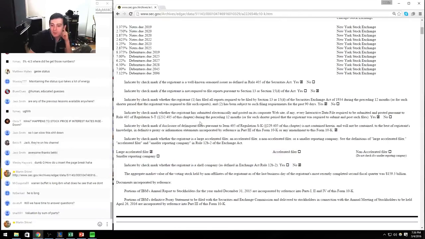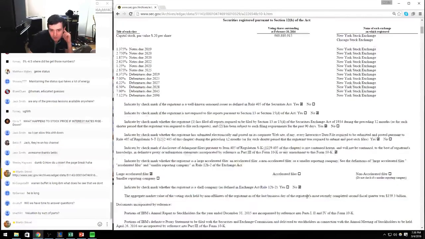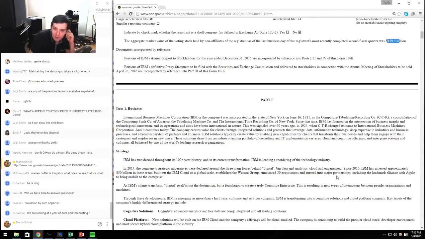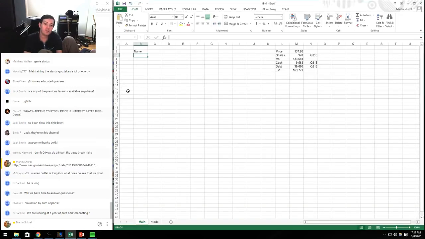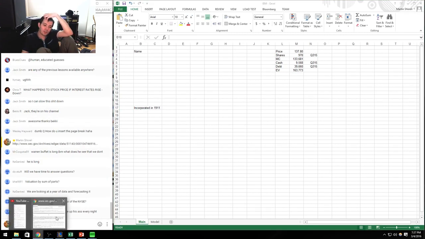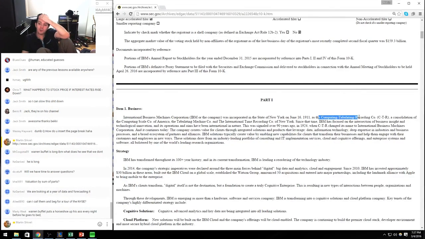The nice thing about the first page of the 10K is it also tells you how many shares outstanding there are. It typically does, at least. It does tell you the market cap, which is 159 billion. All right, IBM was incorporated in 1911. It's sometimes nice to know the history of these companies. I like to write that down sometimes. Incorporated in 1911. It was called the Computing Tabulating Recording Company, CTR.